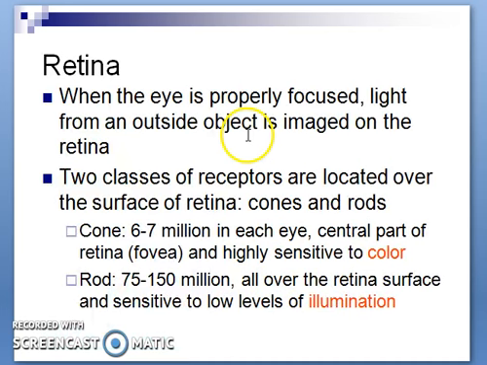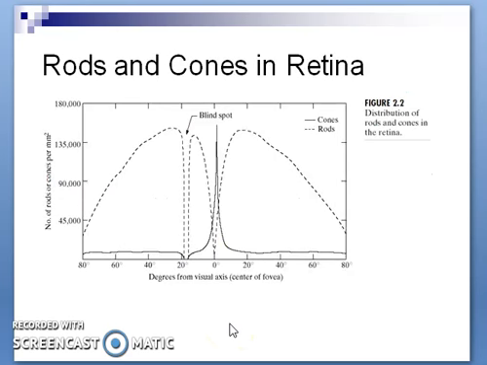Now when the eye is properly focused, light from an outside object is imaged on the retina. Now this is how we get information through our eyes. So two classes of receptors are located over the surface of the retina. One is the cones, the other is the rods. Cones are normally 6 to 7 million in each eye, in the central part of the retina, and highly sensitive to color. Rods are all over the retinal surface and sensitive to low levels of illumination.